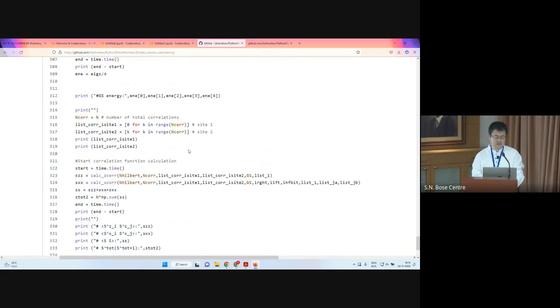I think after understanding the meaning of this Lanczos code, it will be easy to understand the spin dynamics code also. Almost the same techniques are used.